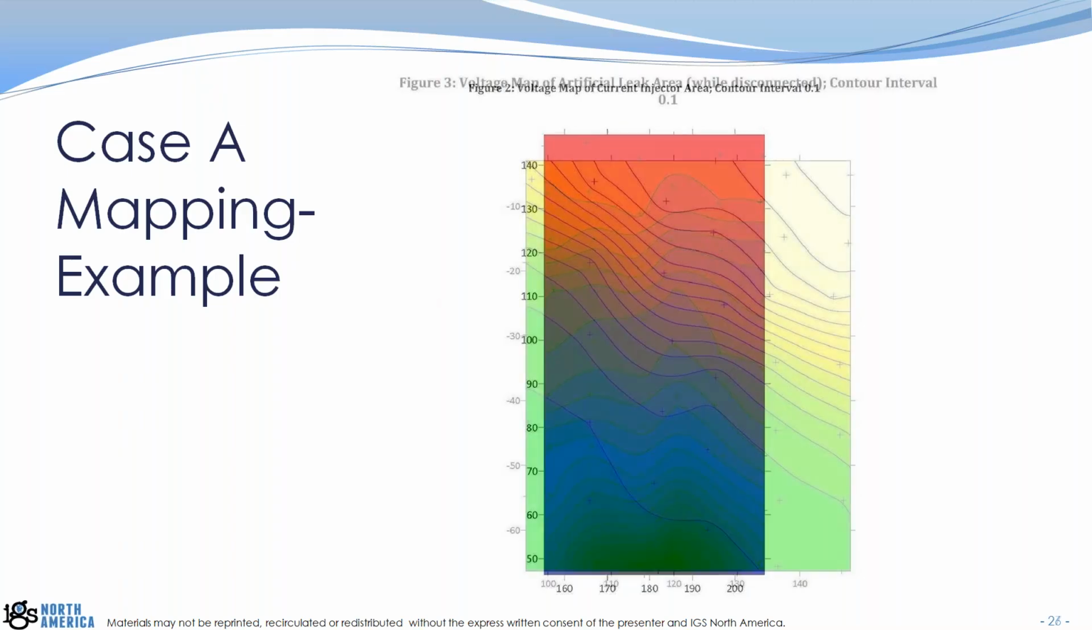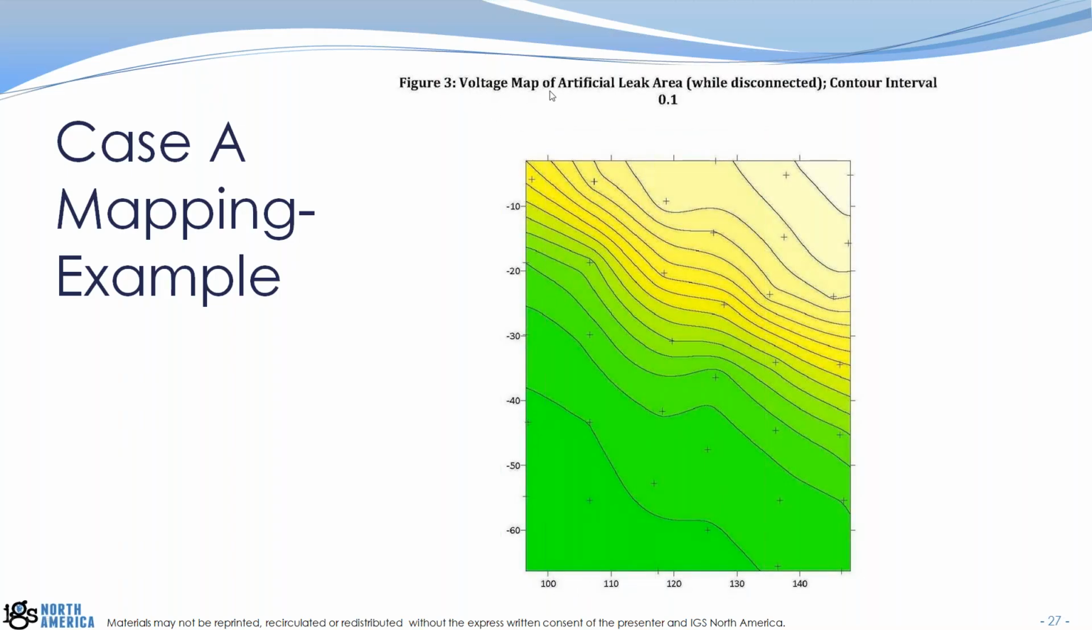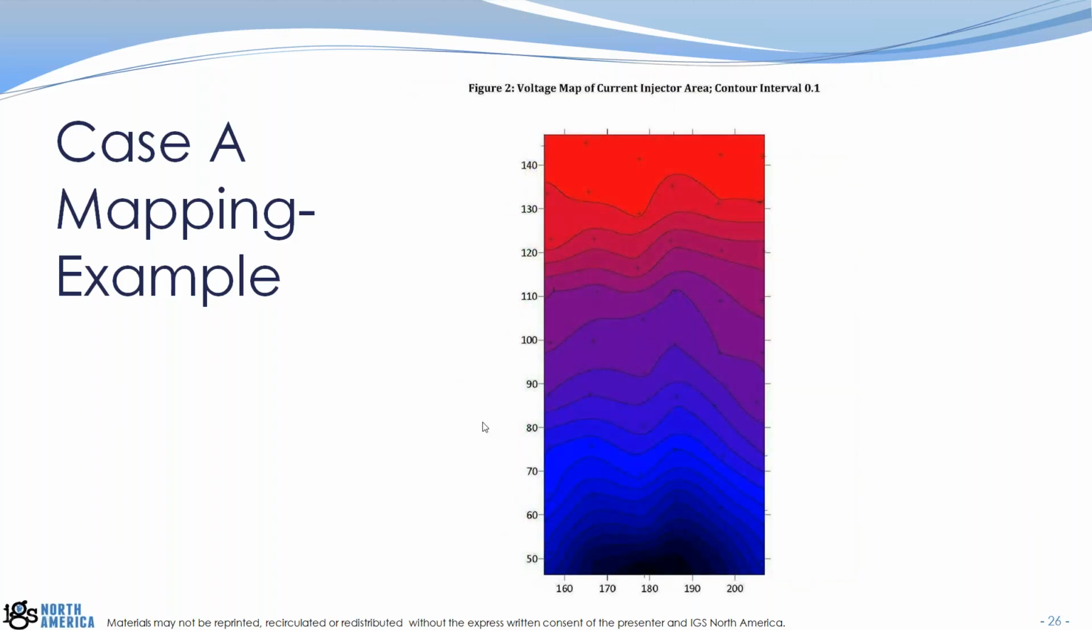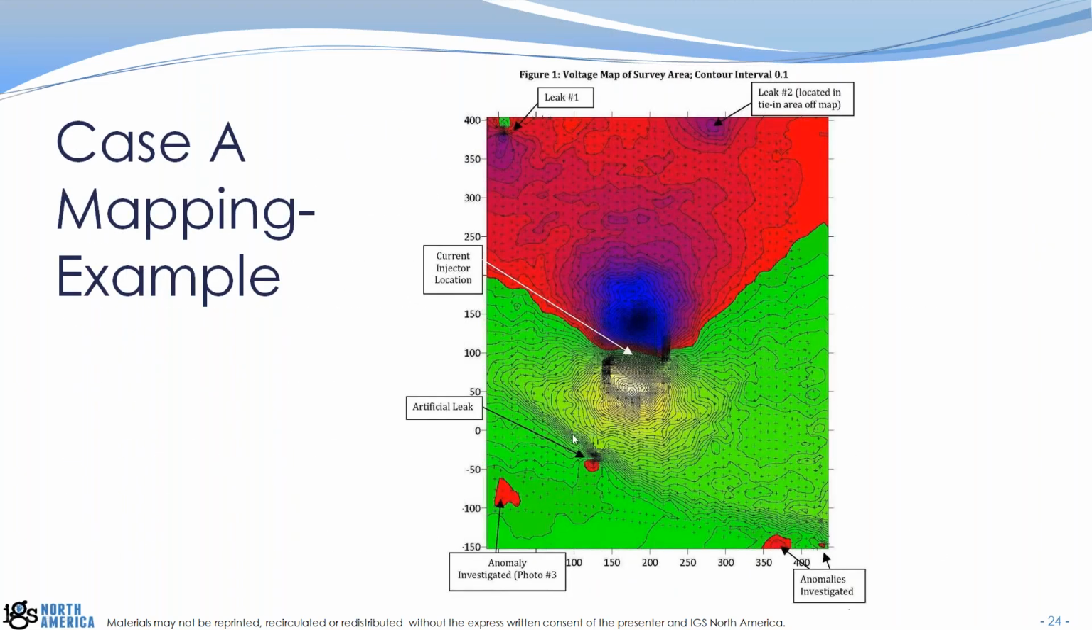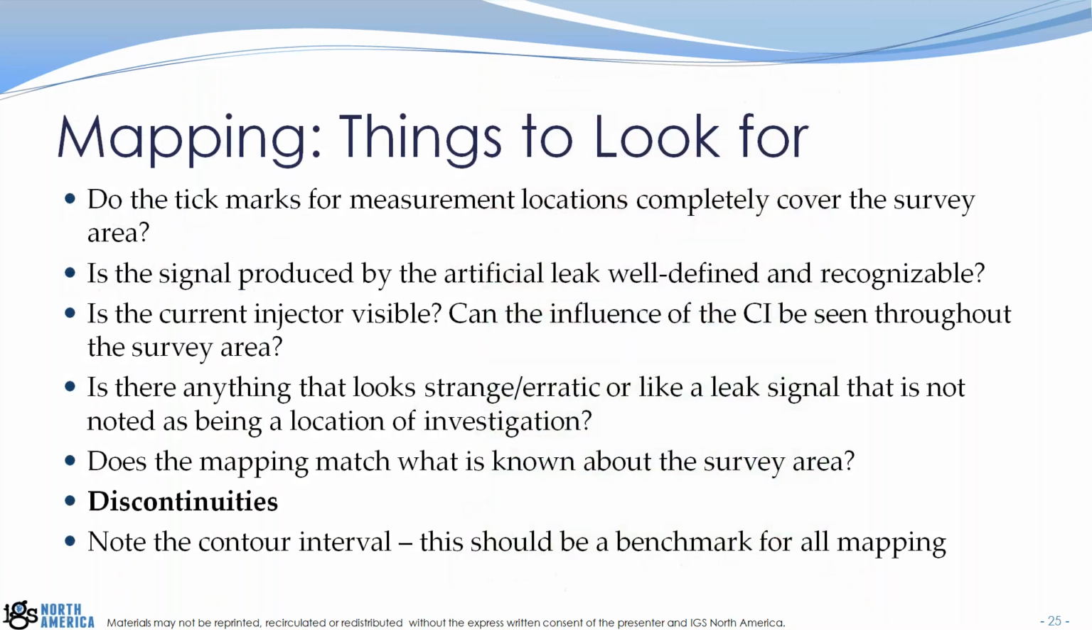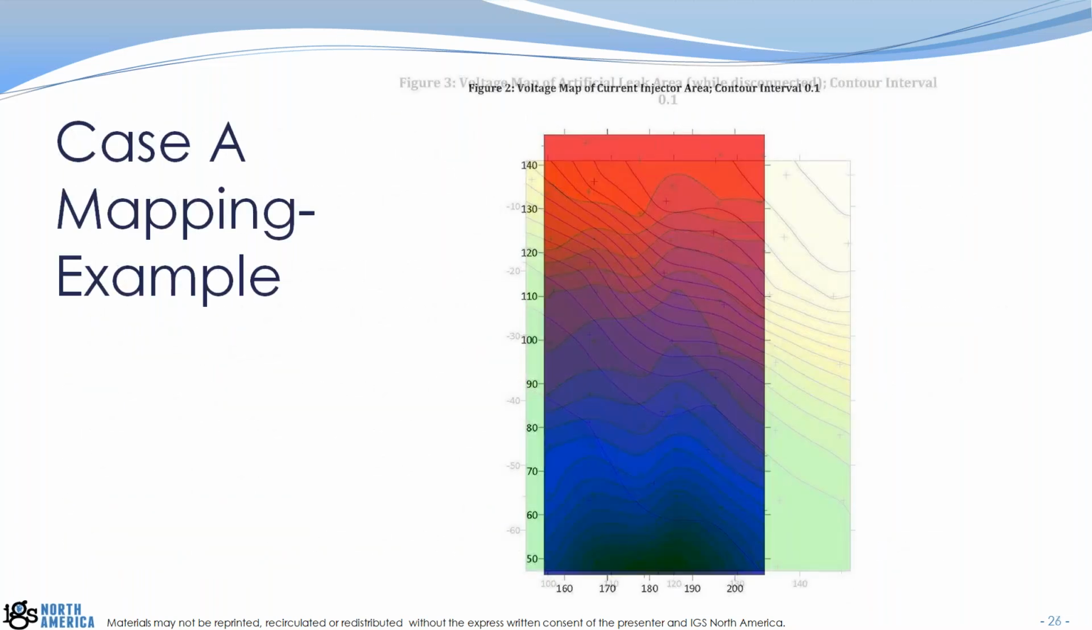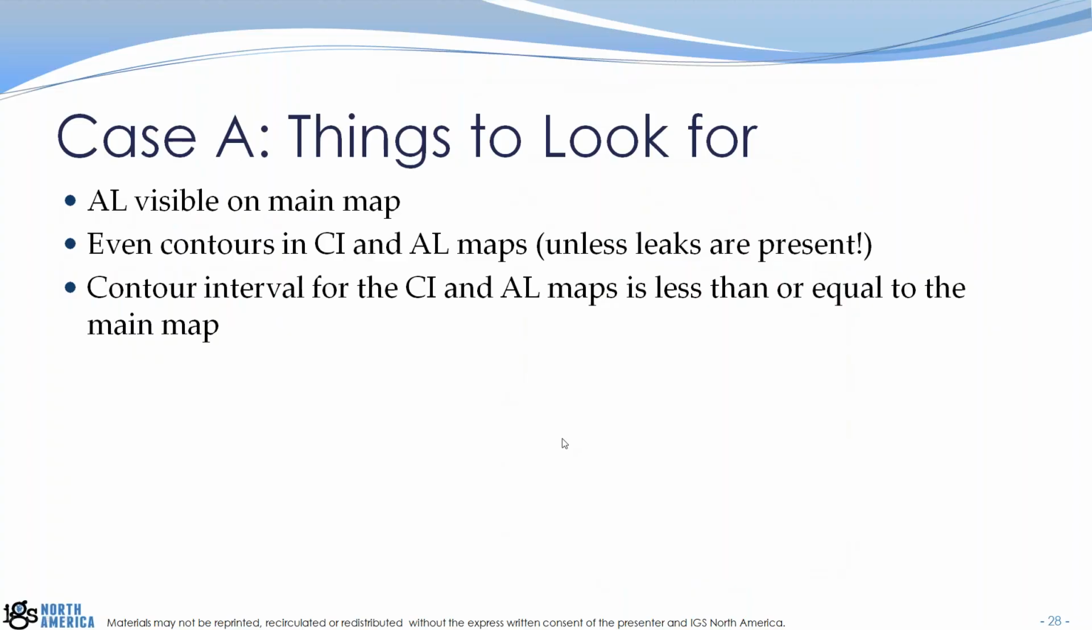Note the contour interval. This is the voltage map of the artificial leak area. Again, same contour interval. You see how you're looking for evenly placed contours, nothing that looks like a leak. See how these contours are on a diagonal? That's what it looks like in the normal voltage field because it happened to be located on an area that transitioned from wet to dry. It's also the angle between where the current injector is and where the AL was.